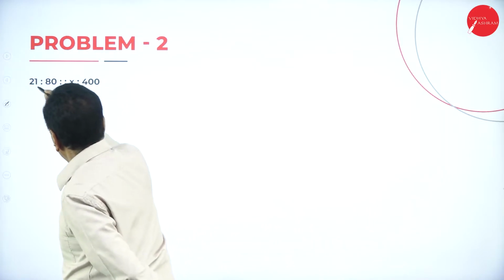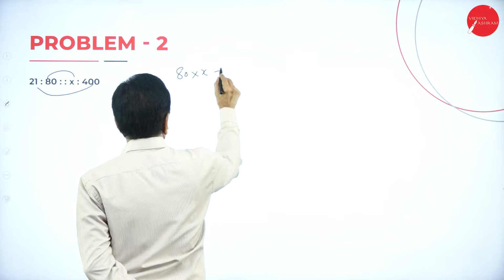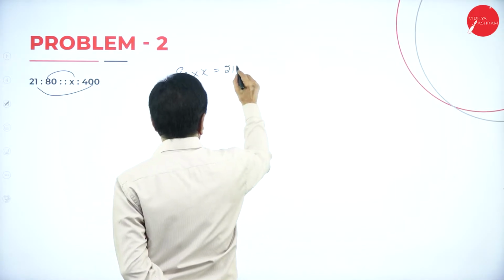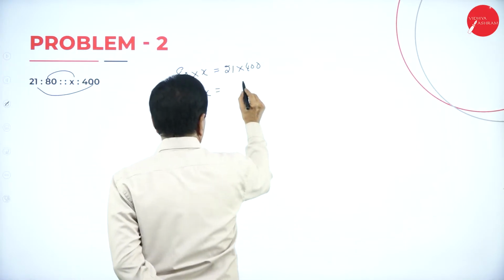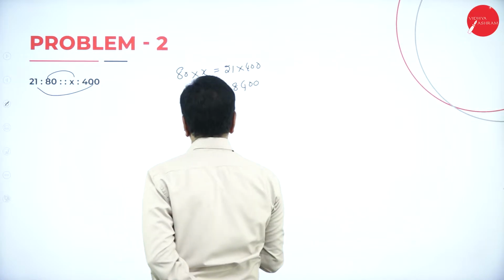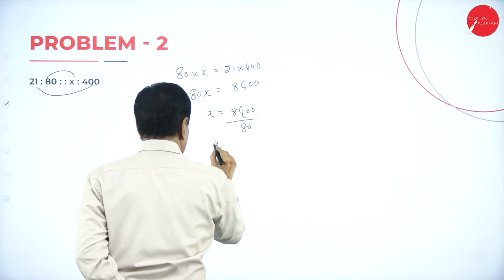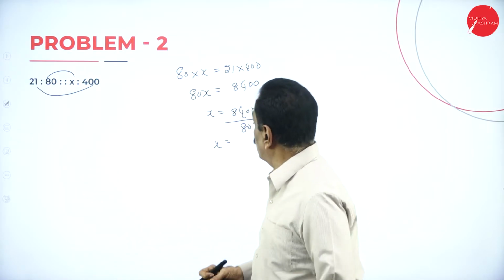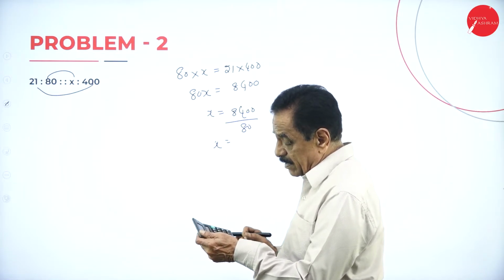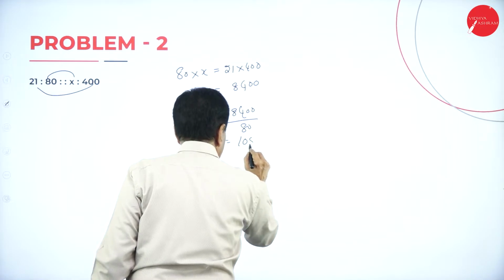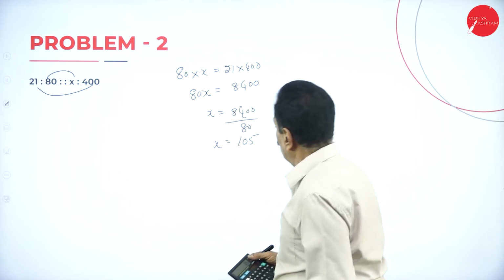Second, same thing. First and last, second and third. So 80 into x is equal to 21 into 400. This is 80x. 4 ones are 4, 4 twos are 8, followed by 00. So 8400. x is equal to 8,400 divided by 80. 8 ones are 8, 4 remains, 0, 8 fives are 40. So x is 105.